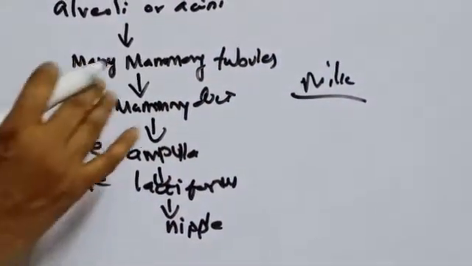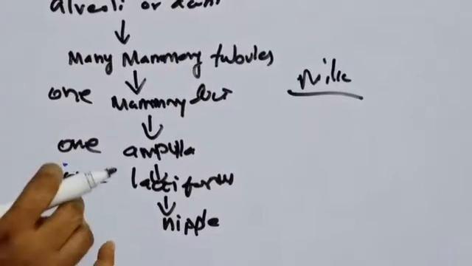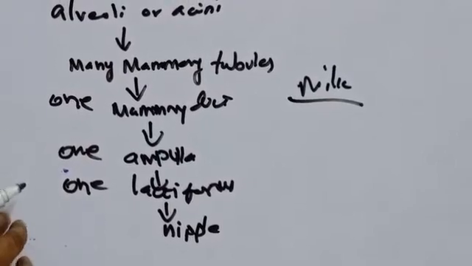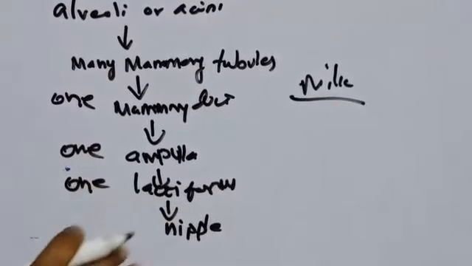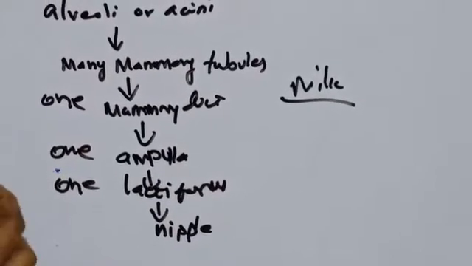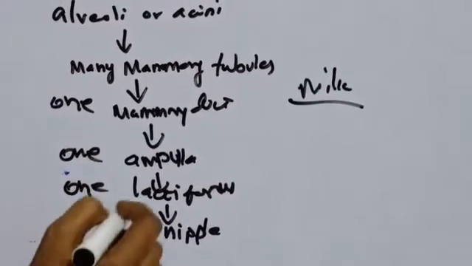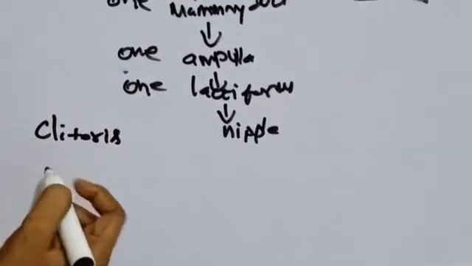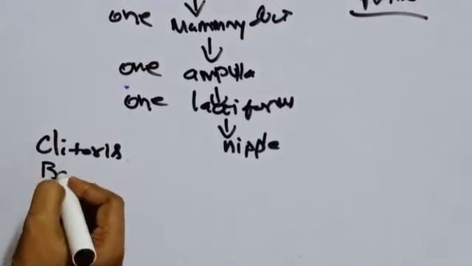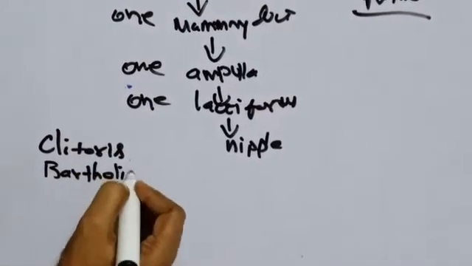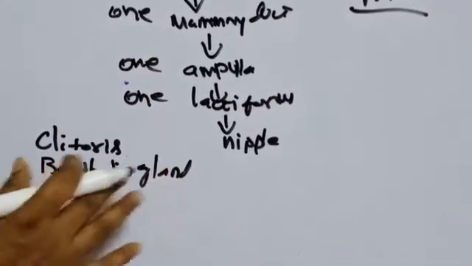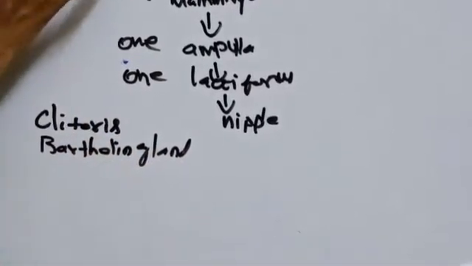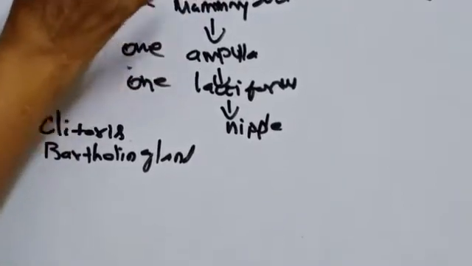The next one is the longest unstriped muscle of the body, found in the wall of the uterus during pregnancy. Then next, clitoris is homologous to the penis in male. So, which is homologous to the penis? Clitoris. Then Bartholin gland is homologous to Cowper's gland of male. The function of mammary gland is the characteristic feature of all female mammals.